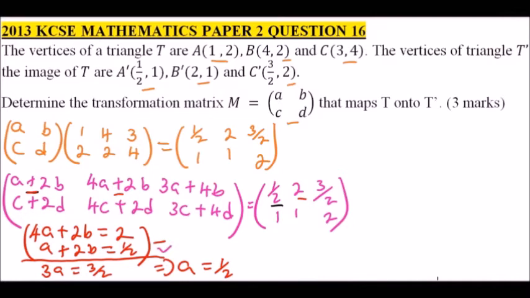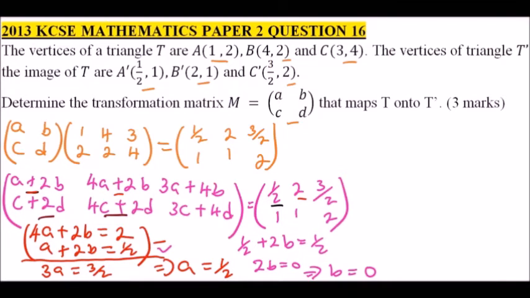If A is a half, we can substitute A in the second equation and say a half plus 2B is equal to a half. So subtract a half from both sides, this will be 0. So 2B is equal to 0, implying that our B is equal to 0. From there, we now go to the other part. We use this and that to get our C and D.